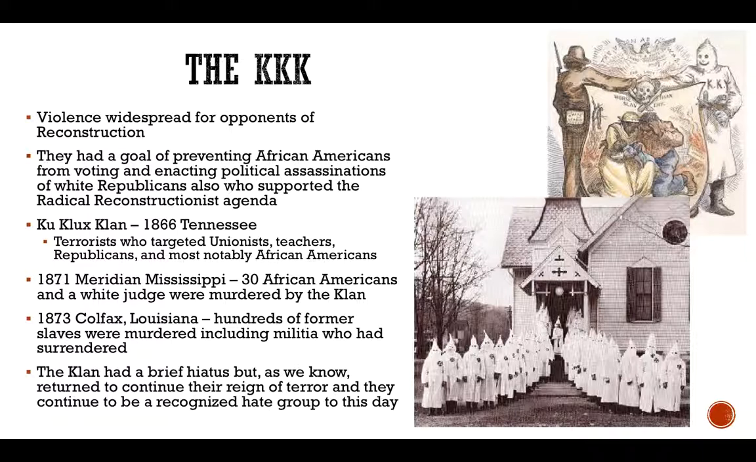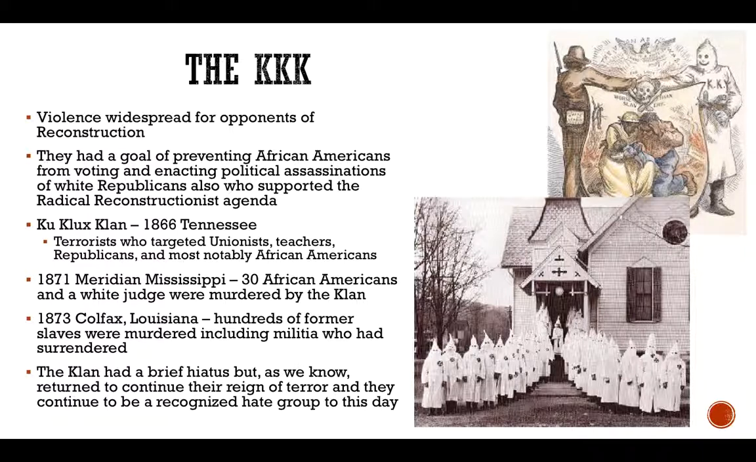The KKK, the Ku Klux Klan, was established in 1866 in Tennessee. And these were terrorists who targeted Unionists, teachers, Republicans, and obviously, most notably, African Americans. And this wasn't limited to men alone, it was entire families who were oftentimes killed.